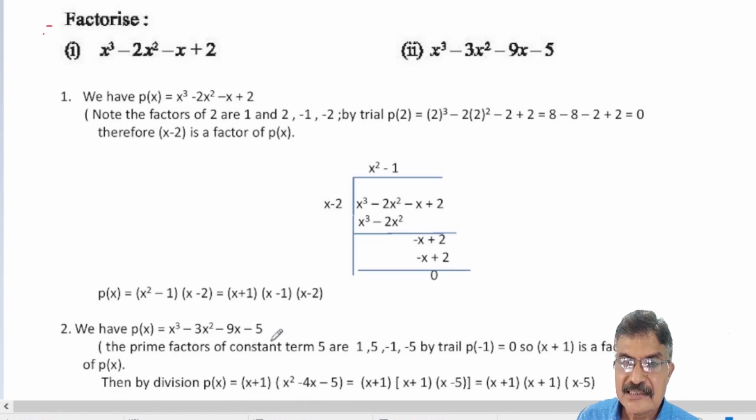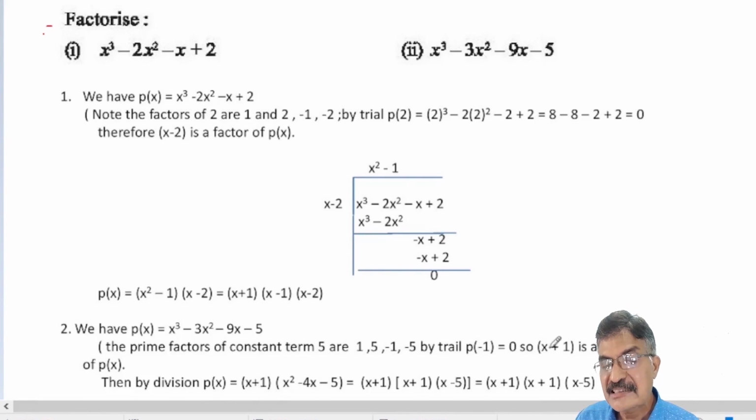Next question, x cube minus 3x square minus 9x minus 5. I have already told you that first you have to find the prime factors of 5. Prime factors of 5 are 5, 1, minus 5, minus 1. Then by trial method, you substitute. First you substitute 5. Then you substitute 1. Then you substitute x with minus 1. Then you will get the answer.